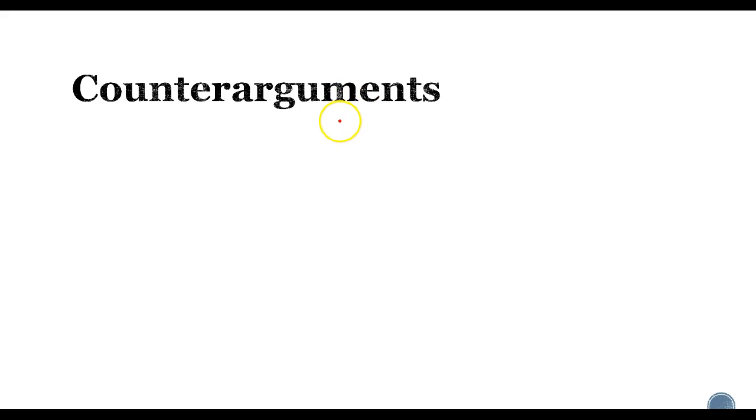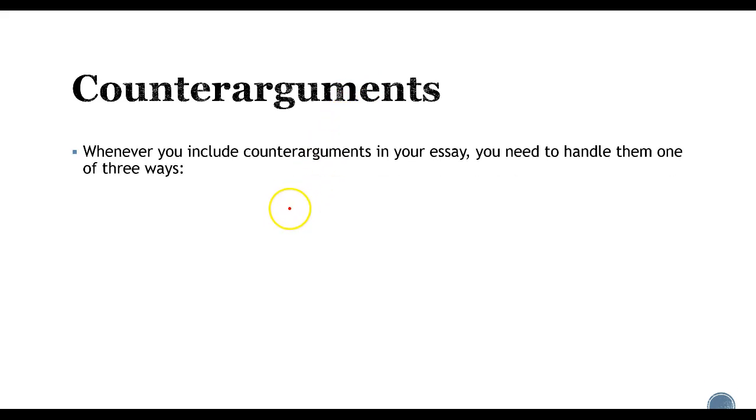So, counter-arguments. Whenever you include a counter-argument, which I think we all remember is an argument that disagrees with your argument, whenever you bring one of those into your essay, and you should, because it's always good to introduce other people's ideas, you want to make sure that you handle them, right? And you can handle a counter-argument in one of 3 ways. So you can either accept the counter-argument and say, this person says something that I don't necessarily agree with, and I accept that as a valid point. However, I think I have stronger points.